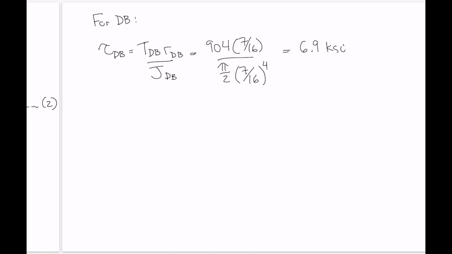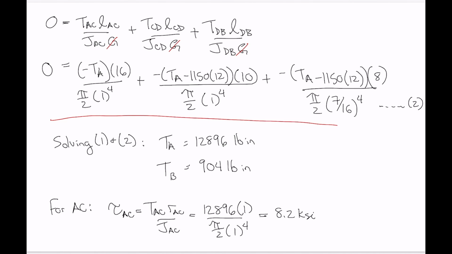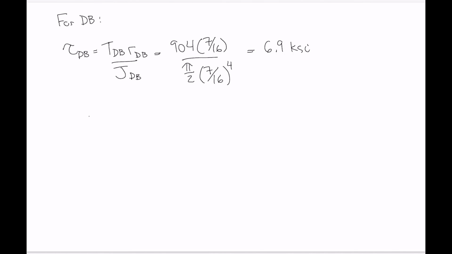Okay, so indeed the maximum shear stress occurs in segment AC, and it's 8.2 KSI. So we've got, therefore, tau max equals the maximum shear stress in AC equals 8.2 KSI.